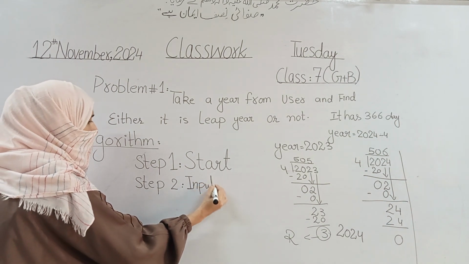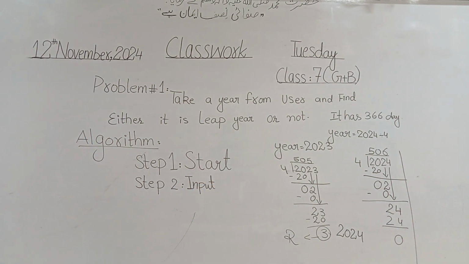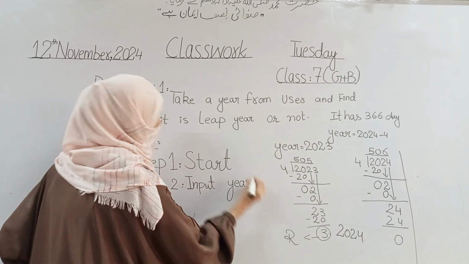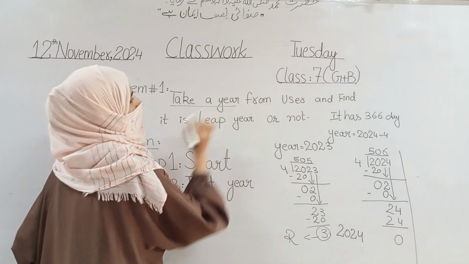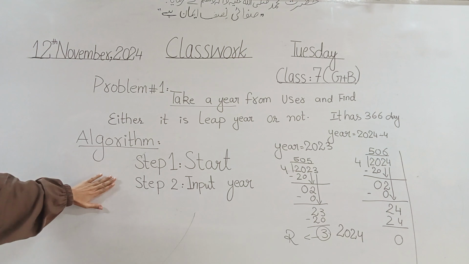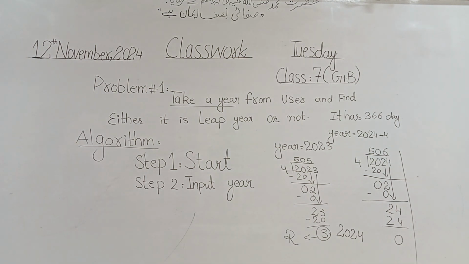How many inputs do we have to take? Yes, we have to take a year, just one input, so we can write year, simple. Take a year. What is the next step? Step number 1 and step number 2 are well defined. They are not repeating. Is it right, girls or boys? Yes, they are well defined.